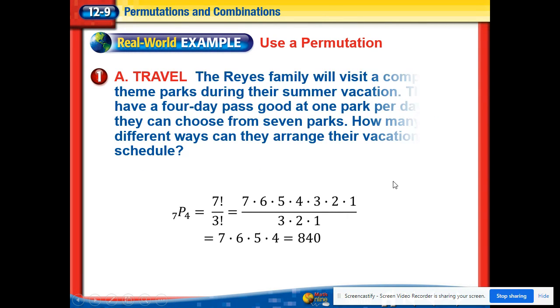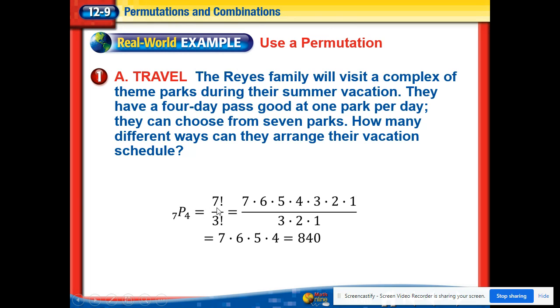All right, let's use a permutation. The Reyes family is visiting a complex of theme parks near Disney World or something of that sort during their summer vacation. They have a 4-day pass good at 1 park per day. There are 7 different parks. How many different ways can they arrange their schedule? So we want 7 things chosen 4 at a time. There's 7 different parks, and they can choose 4 of them.